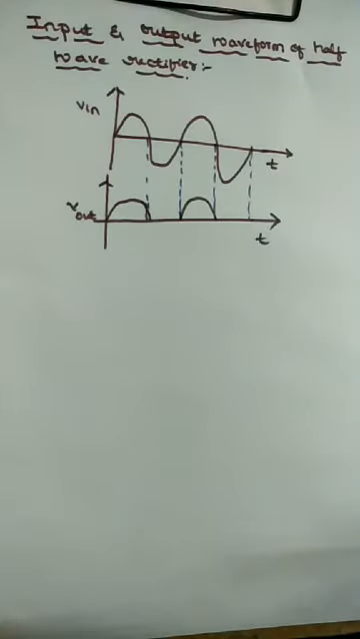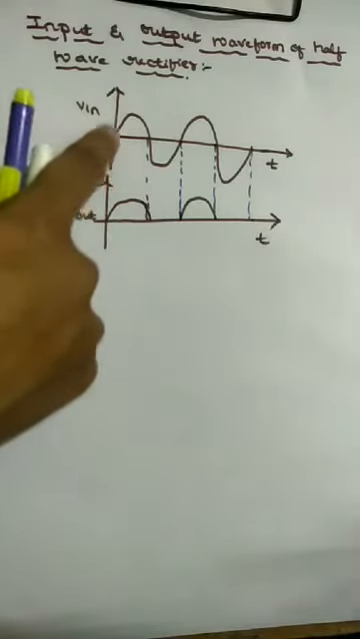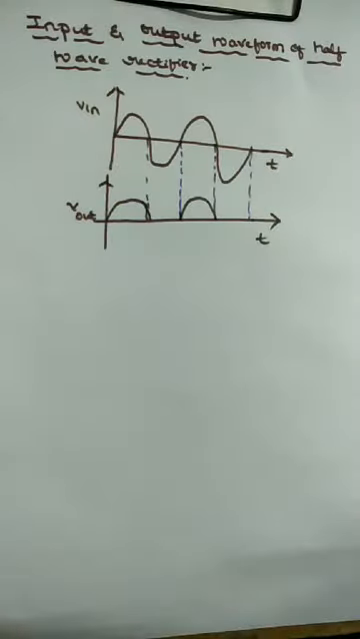With respect to time t. So this is the input and output waveform of the half wave rectifier. The input voltage is an alternating current, a sinusoidal wave, but in the output form, that is what rectification is: the alternating current is converted into direct current.